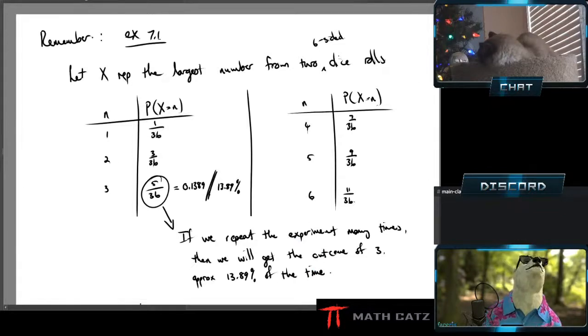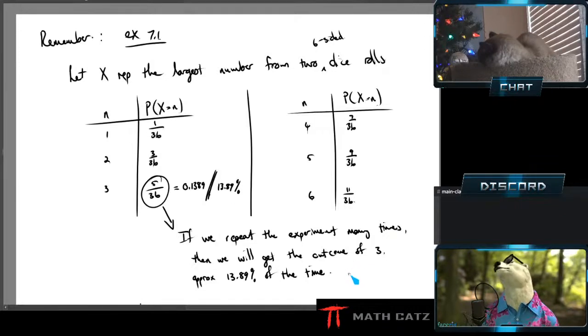Can we see this on the screen? Let me check. That looks good. Not too specific. Of course, I can be specific for this experiment and say, if we roll 2 dice over and over and over again, then we kind of expect and will get closer to getting largest number 3 around 13.89% of the time.